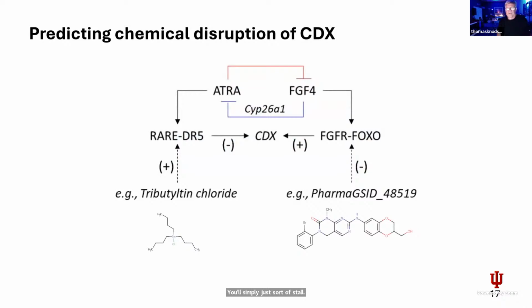So we can incorporate into our network that type of interaction. I didn't talk about retinoic acid due to time, but they work together as a mutually inhibitory system and have effects on CDX. And there are chemicals and drugs that can have effects on either of those and potentially affect morphogenesis at this stage.